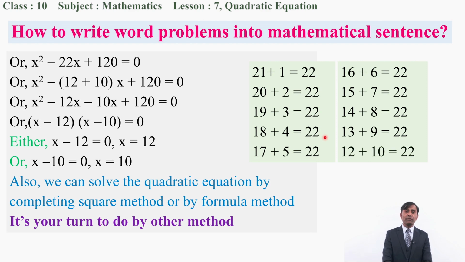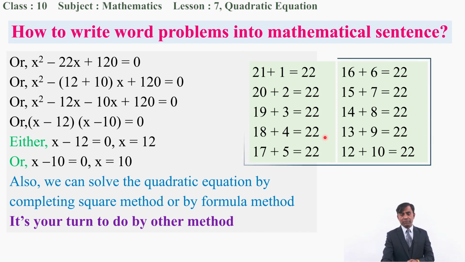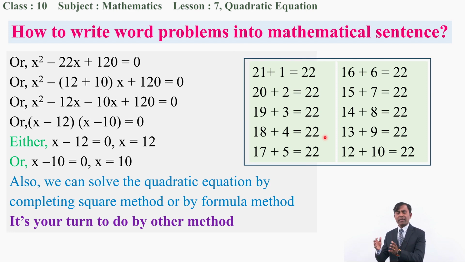And 12 plus 10, look at that, the sum is 22. Now find the product of 12 and 10: 12 times 10 is 120. So we can say that the younger brother's age is 10 years and the elder brother's age is 12 years, right? So this is what we had to discuss and revise: how to solve a quadratic equation by the hit and trial method.